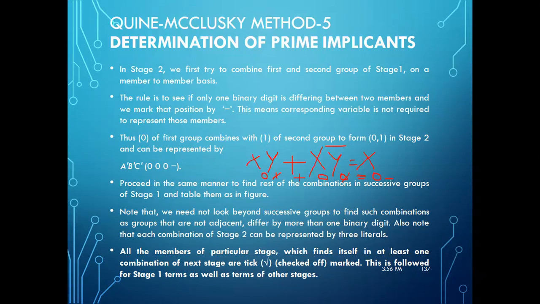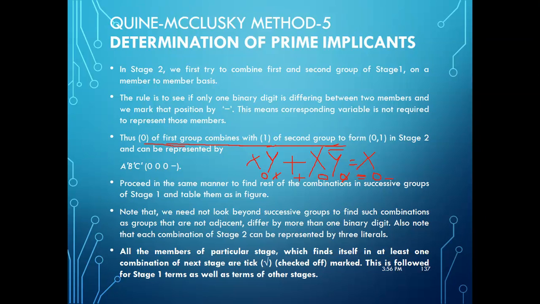Thus in the first group that combines, think that 0 of the first group combines with 1 of the second group to form 0 comma 1. In the second stage it can be represented with 0 0 0 dash. Dash means some variable was changed from 0 to 1. So in that case we have written this. Proceed in the same manner to find the rest of the combinations in successive groups of stage 1 and table them as in the figure.